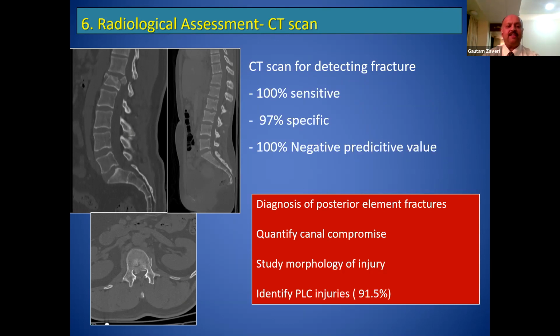The advantage of a CT scan is that, additional to the anterior elements, it is the best modality for diagnosing injuries to the posterior elements, that is the pedicles, the laminae, the spinous processes. It helps to quantify the amount of spinal canal compromise because of retropulsion of bone. It helps us to study the morphology of injury so we can plan our pedicle screw fixation better. And it is also extremely sensitive in identifying posterior ligamentous complex injuries.